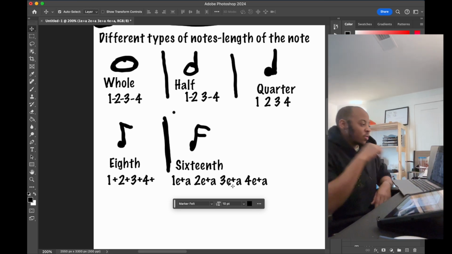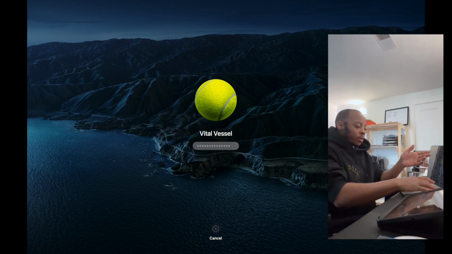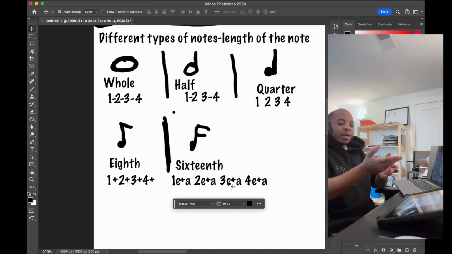Demonstration on the piano. I want to do some clapping rhythm. I was taught that when you can say the rhythm and clap it out, then you'll be able to play it. So, whole note. 1, 2, 3. Do it with me.